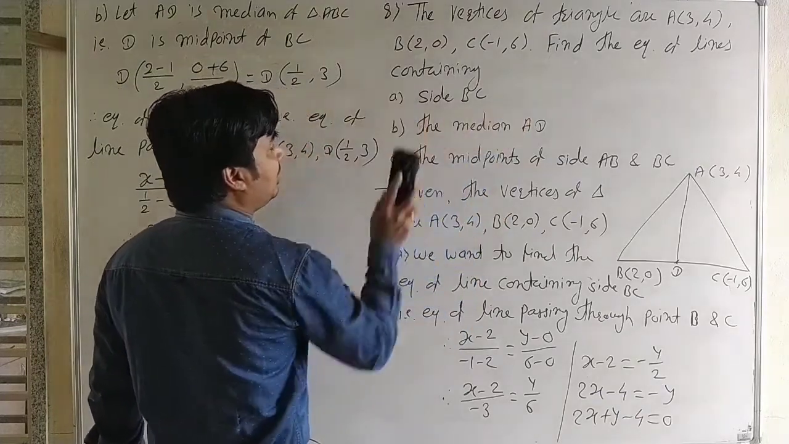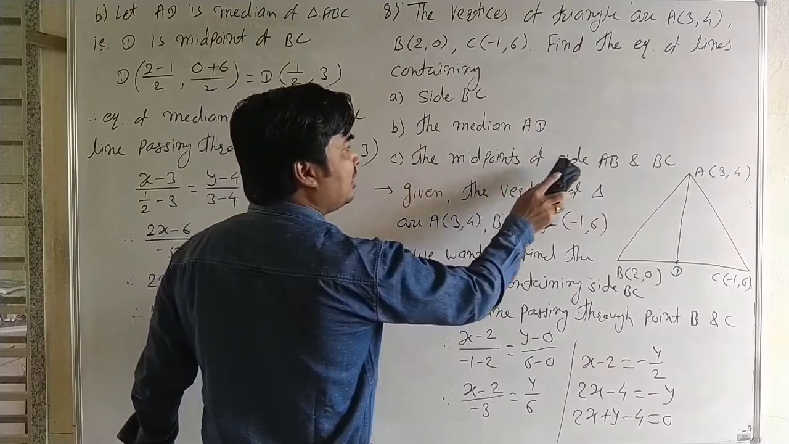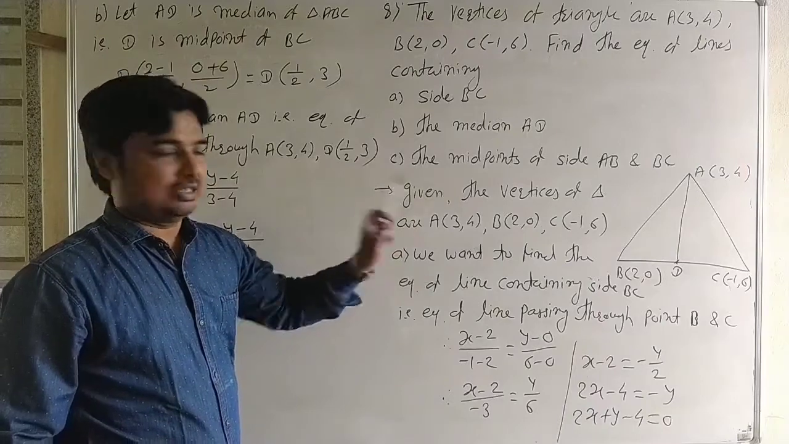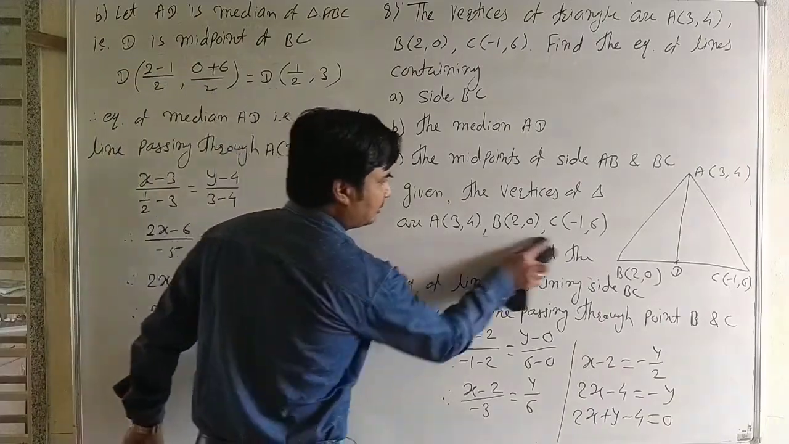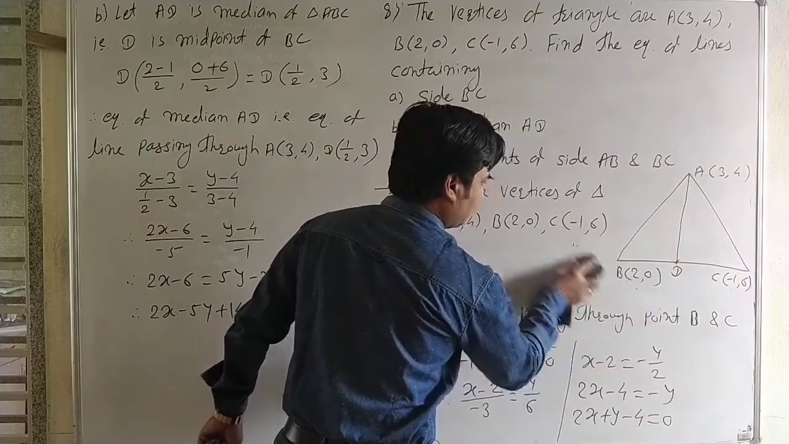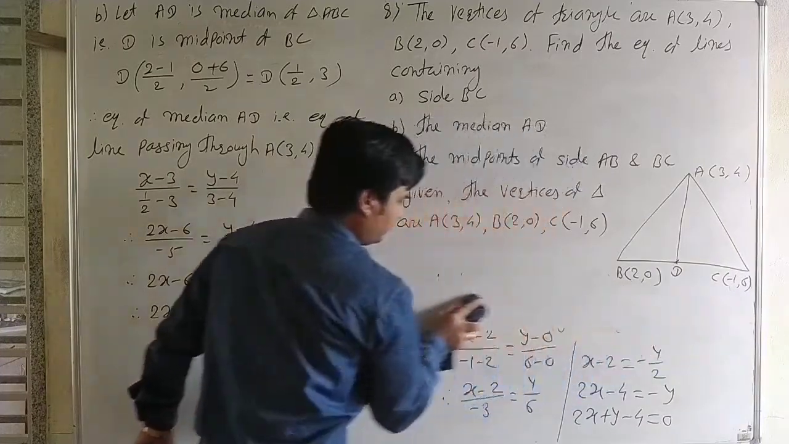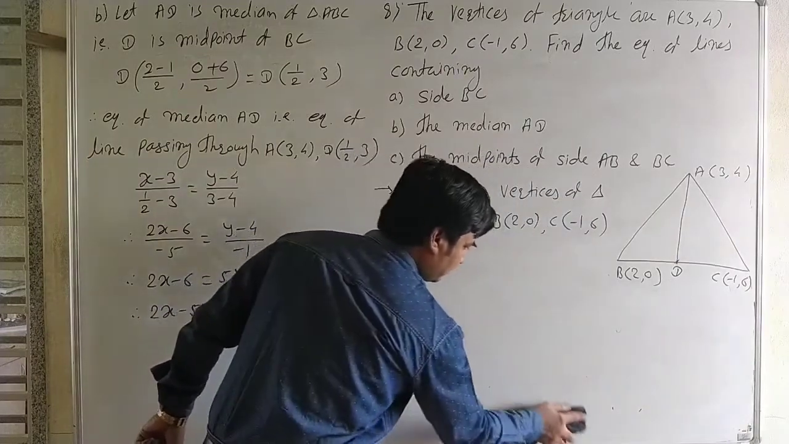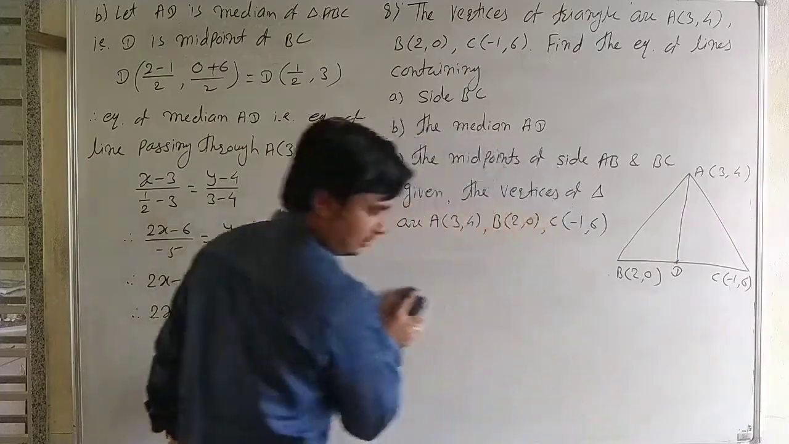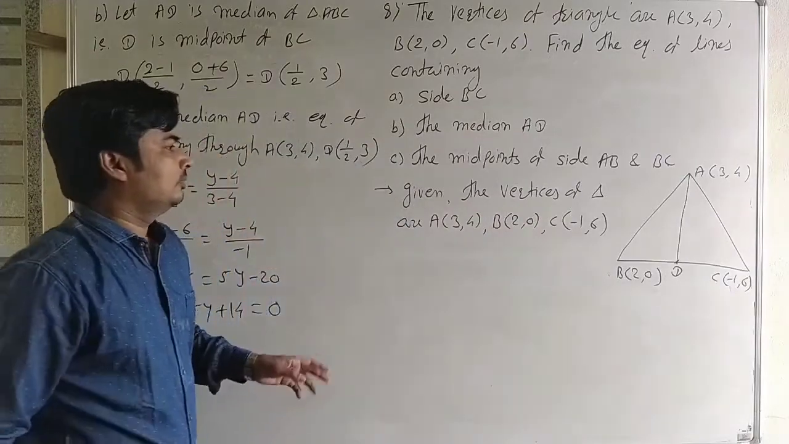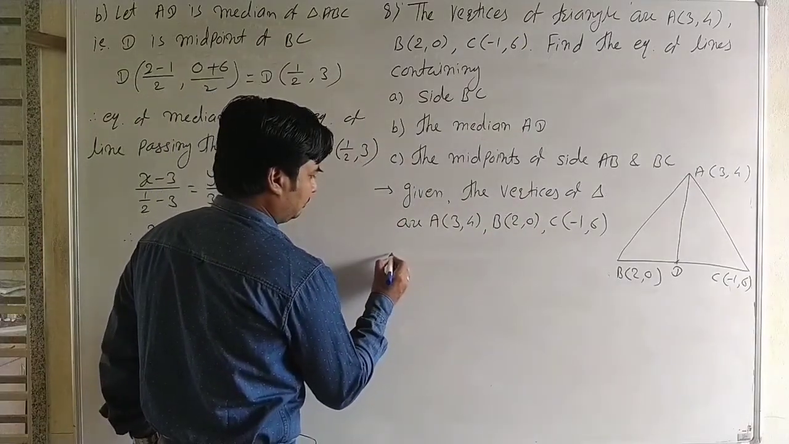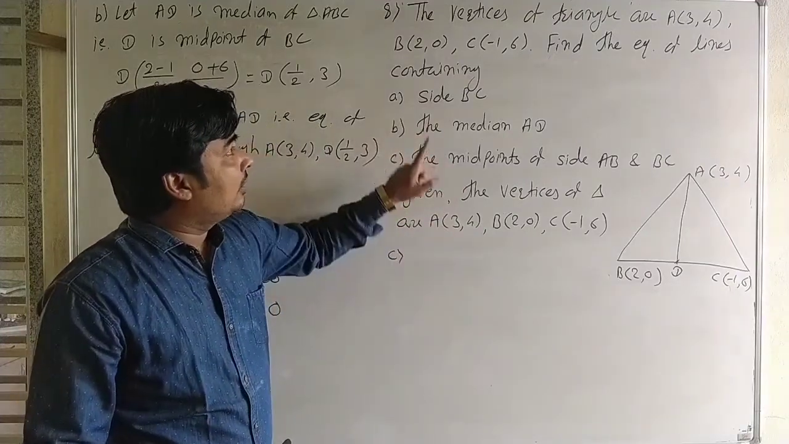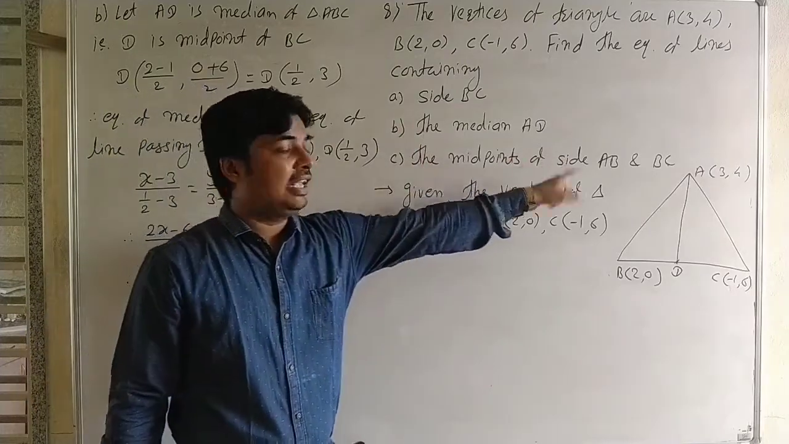Find the equation of the line containing the midpoints of sides AB and BC. Midpoint of side AB and BC. Okay, here we want to find the equation of the line containing the midpoints of sides AB and BC.